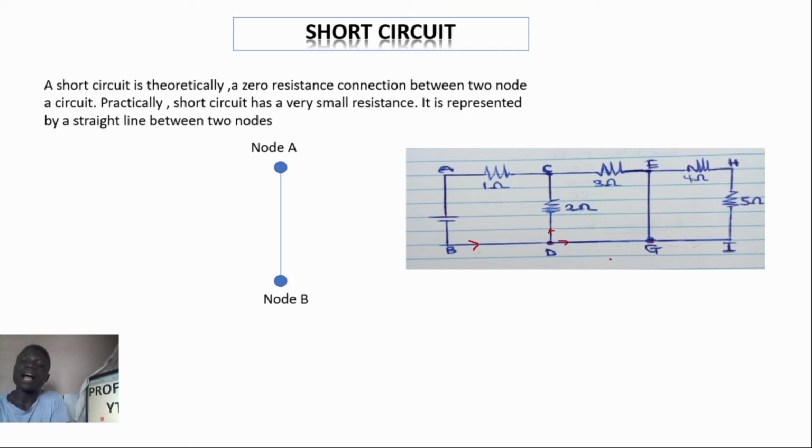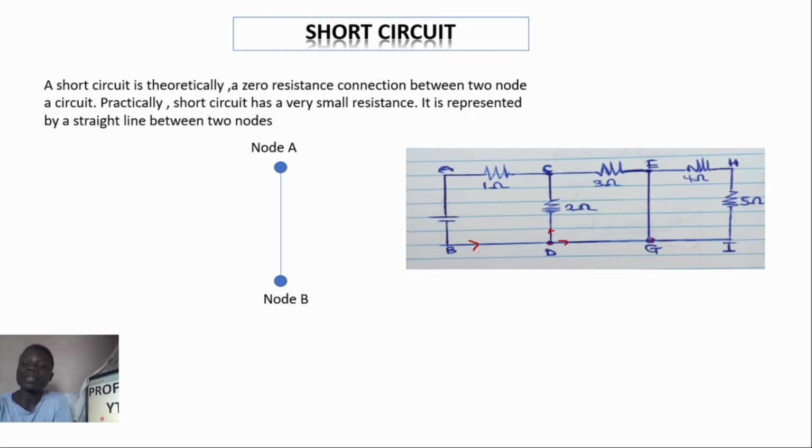For example, when you are going to a place and you have a short way and a long way, as a human being you normally want the short way, right? So you will normally take the short way to the place. That's how current also does its thing.